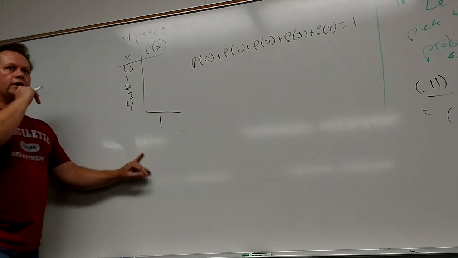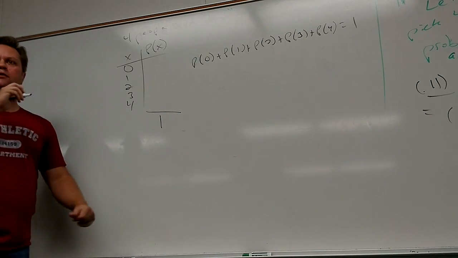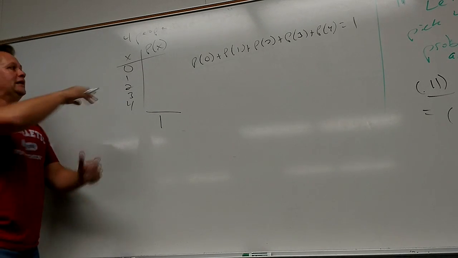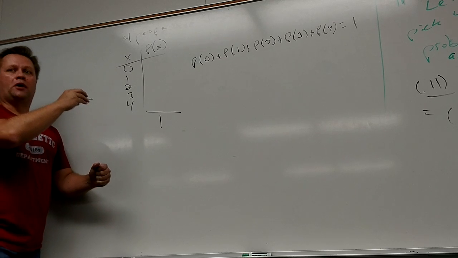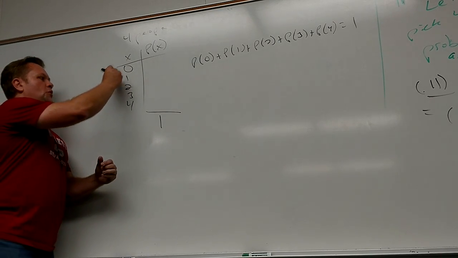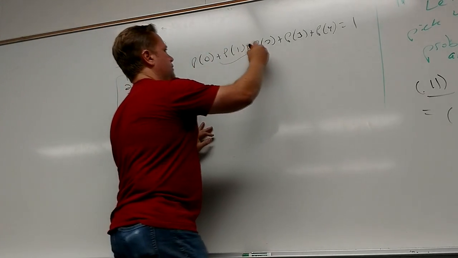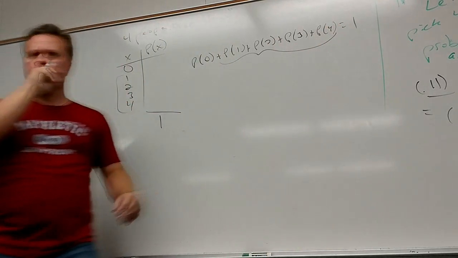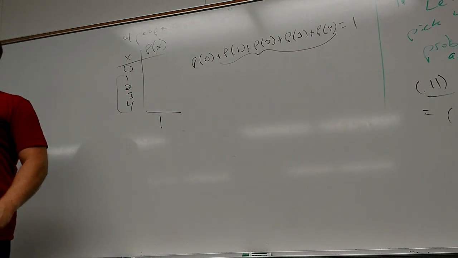Where's "at least 1" up here? At least 1 means what? What's at least 1 mean? 1 or more. Okay, so here's at least 1 right there. This is at least 1, right? So what's the opposite of at least 1?